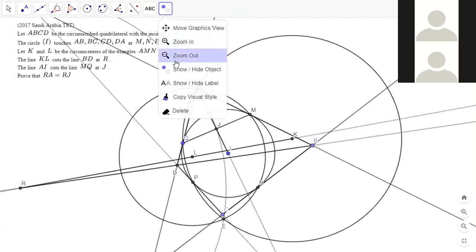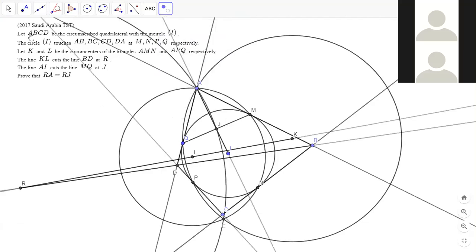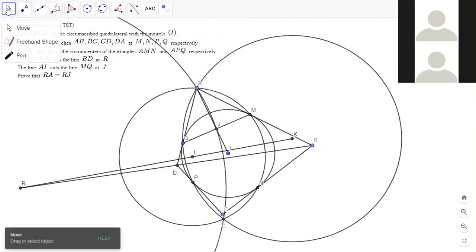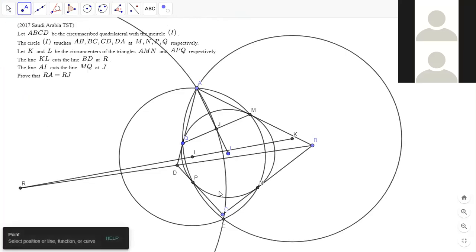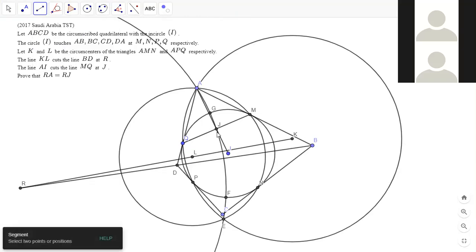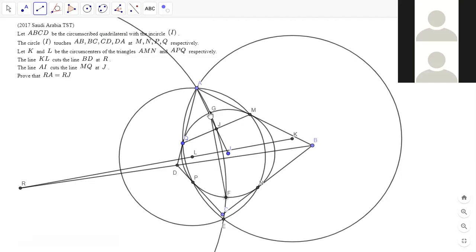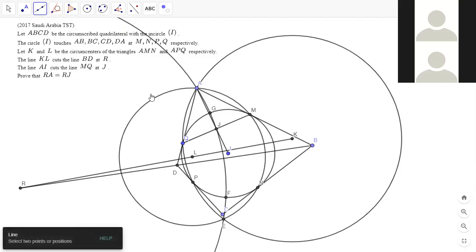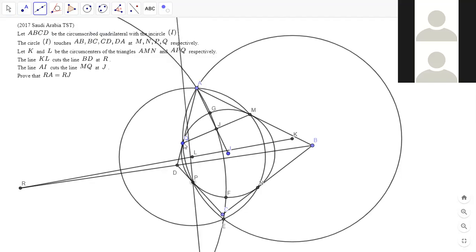Okay. Now, if we label the intersection points of that circle with the incircle. All right. Then P, Q, NM, and F, G would concur. F, G, D, Q, and MN. P, Q, and MN. Interesting.